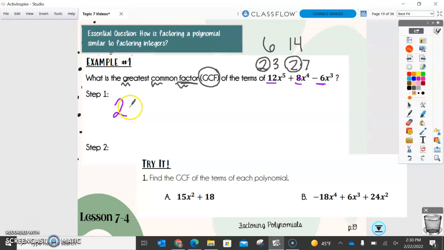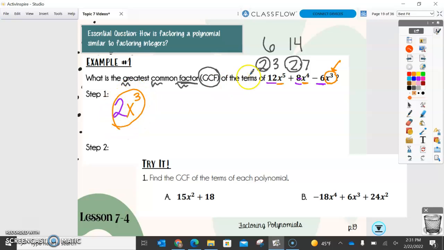Now, if we're looking at the x's, we have to think about what's the highest number of x's we can divide out of all three of these. We have to look at our least degree here. We only have x times x times x here. This one only has 3 x's to give. This one has 4 and this one has 5. So the greatest they have in common is an x to the third. Our greatest common factor is 2x to the third.